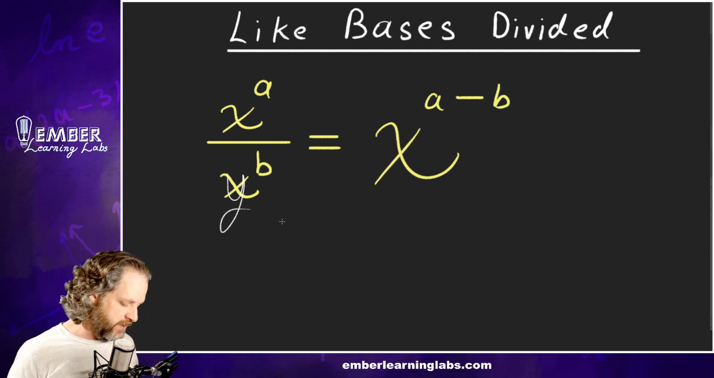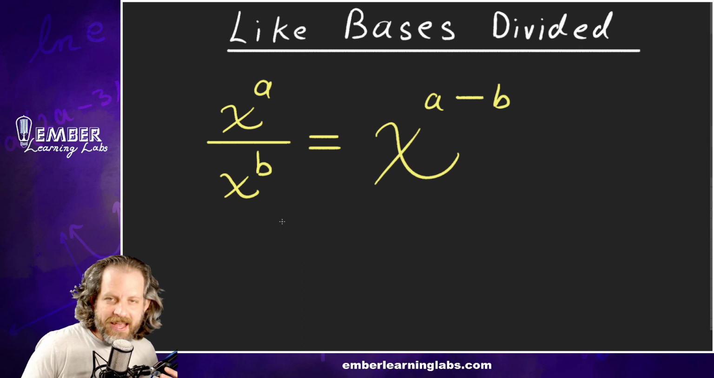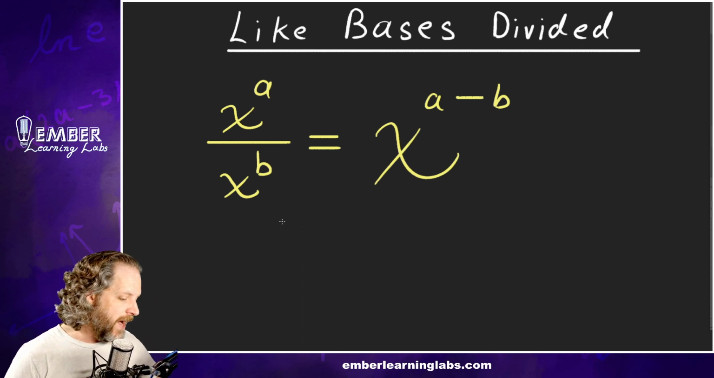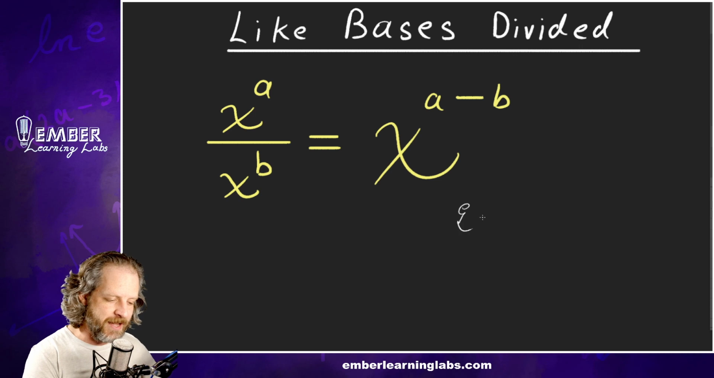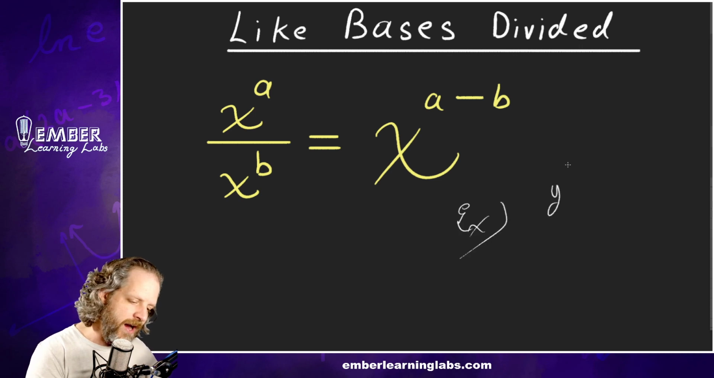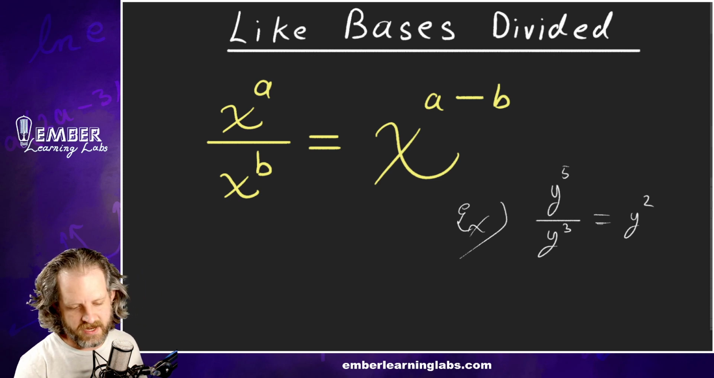We're actually going to see some stuff with multiple bases later when we get to the real examples here in a few minutes, right? So if we have like bases divided, so x to the a divided by x to the b, we subtract the exponents. A little mini example: if we have something like y to the 5 over y to the 3rd, that would equal y squared, because 5 minus 3 is 2. Next one.